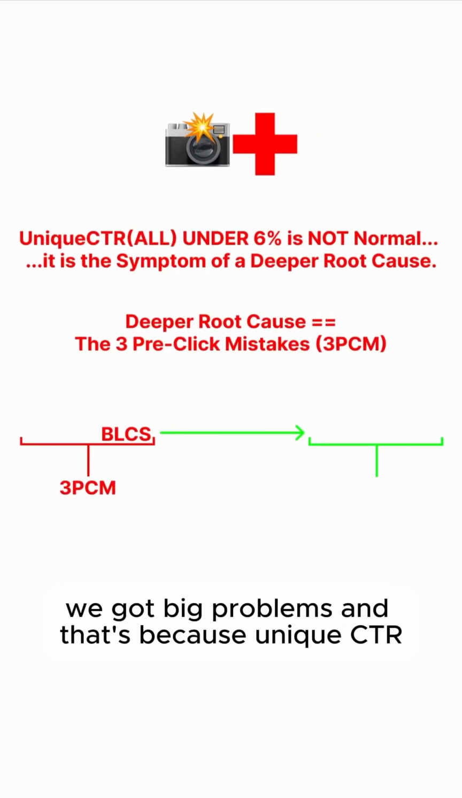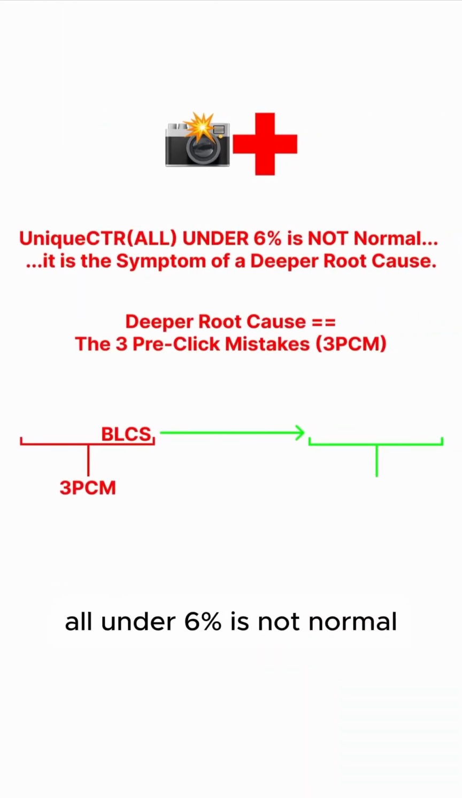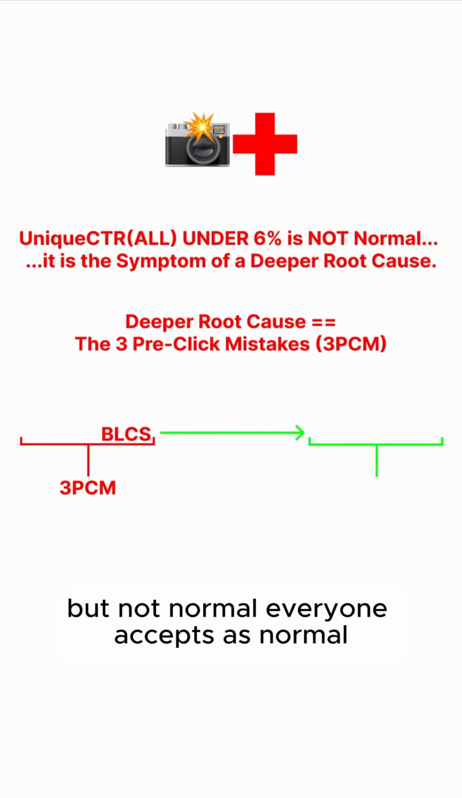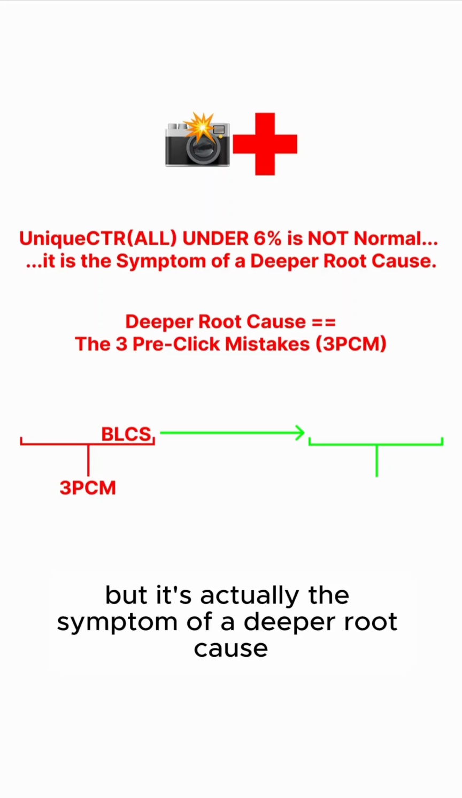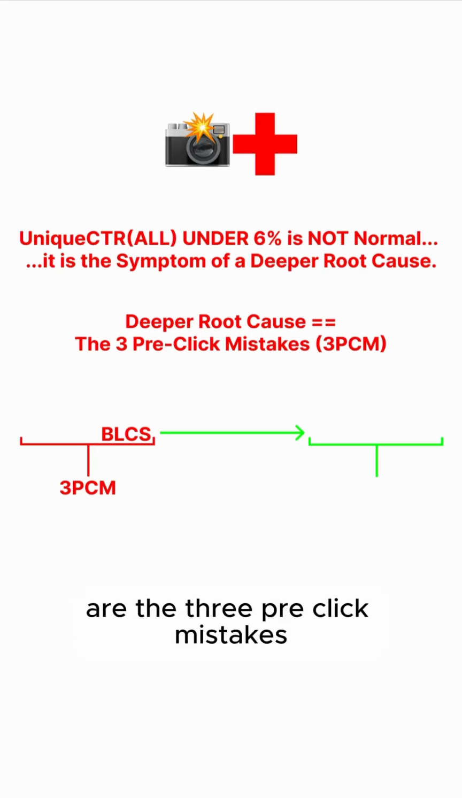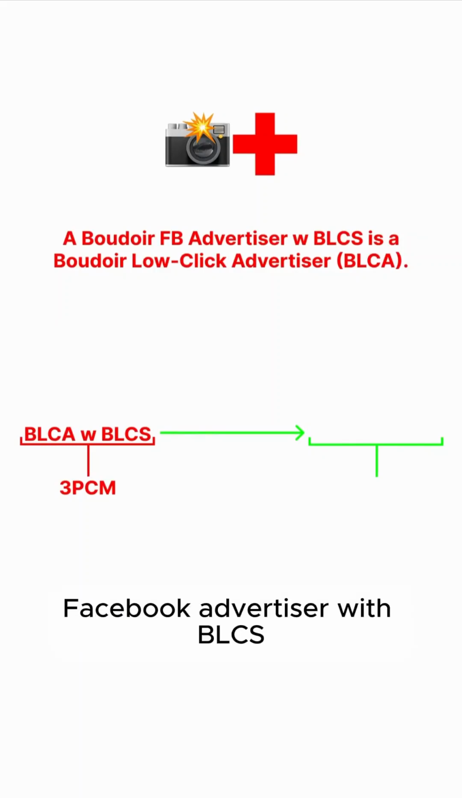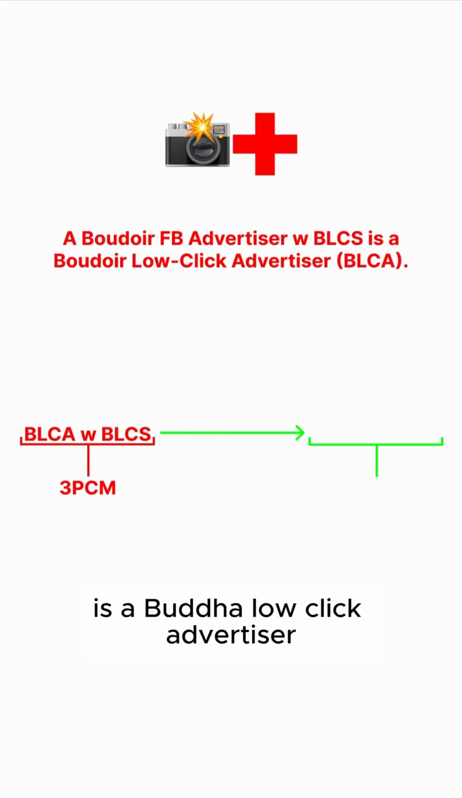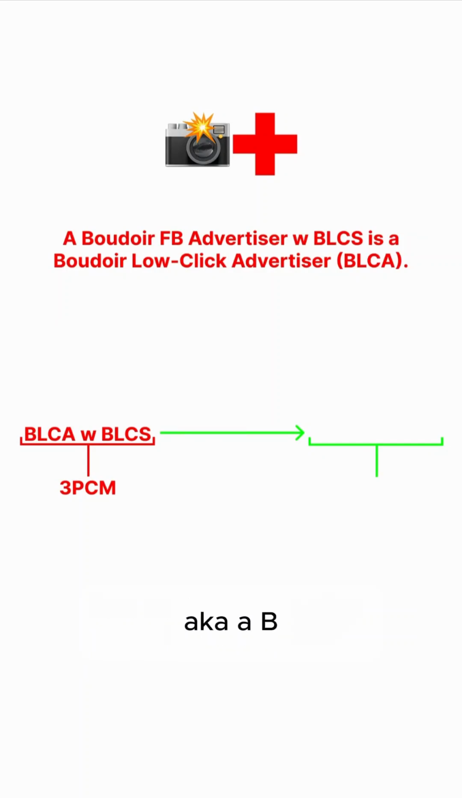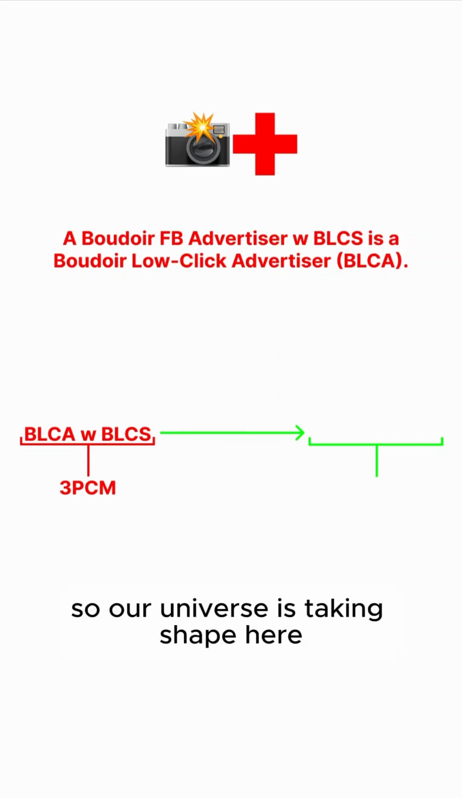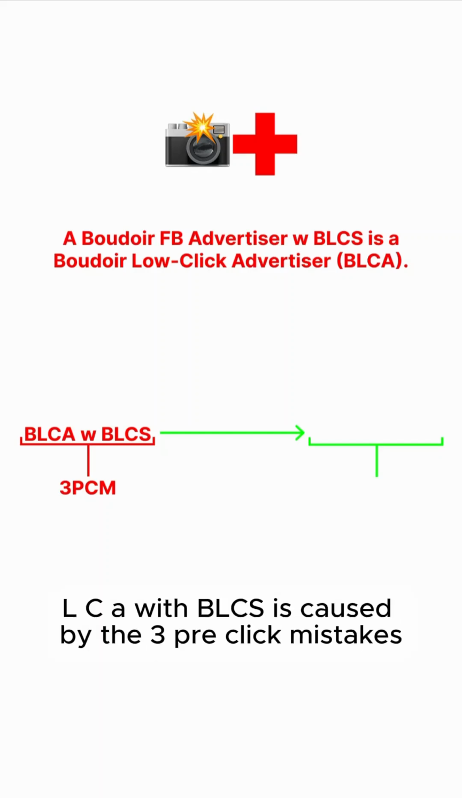And that's because unique CTR under 6% is not normal. Extremely common, but not normal. Everyone accepts it as normal, but it's actually the symptom of a deeper root cause. And that deeper root cause is the 3 pre-click mistakes. We also know that a Boudoir Facebook advertiser with BLCS is a Boudoir low-click advertiser, aka a BLCA. So our universe is taking shape here. We got a BLCA with BLCS caused by the 3 pre-click mistakes.